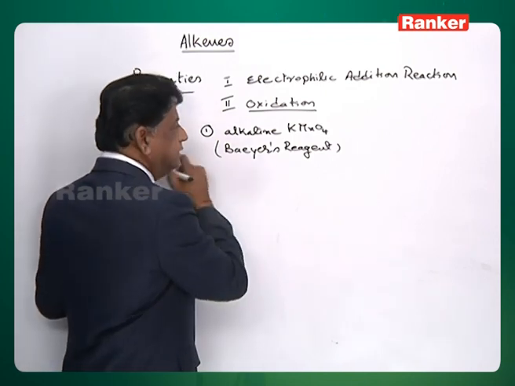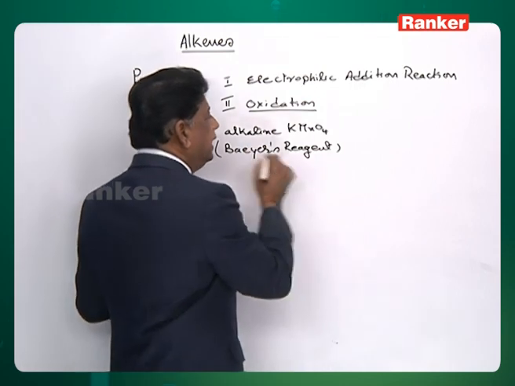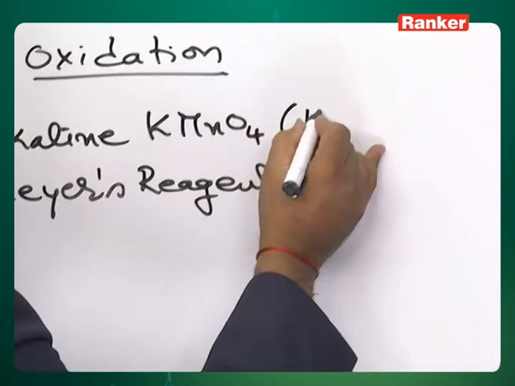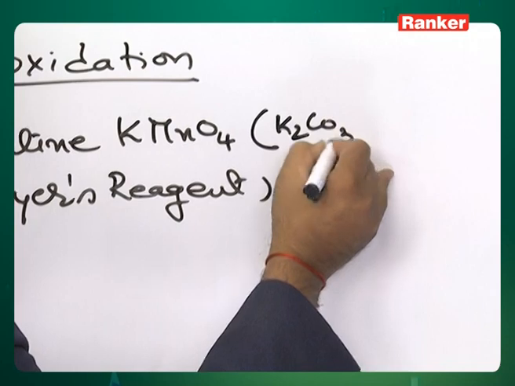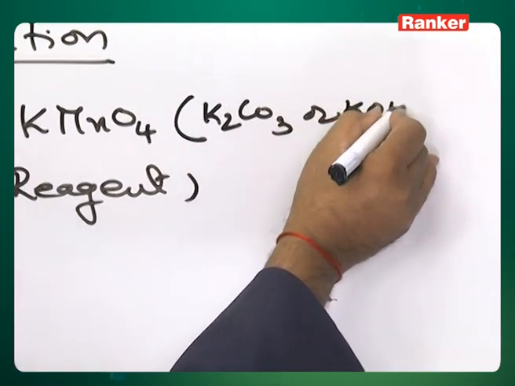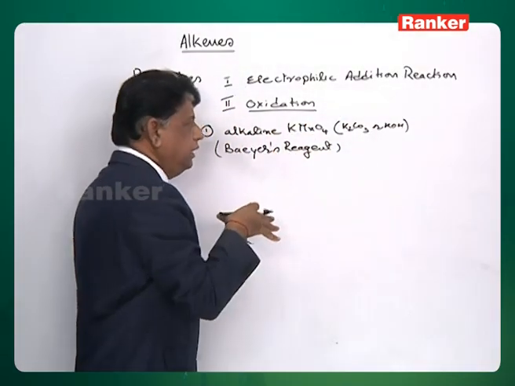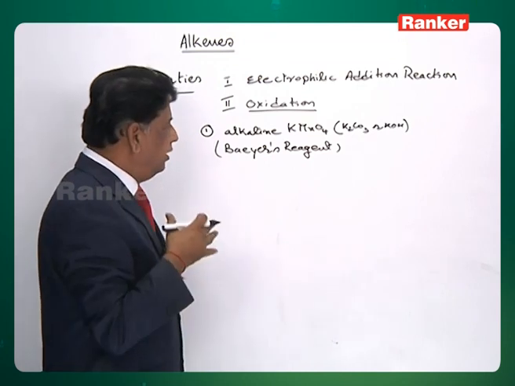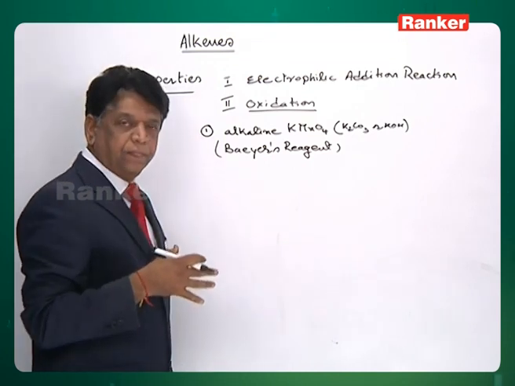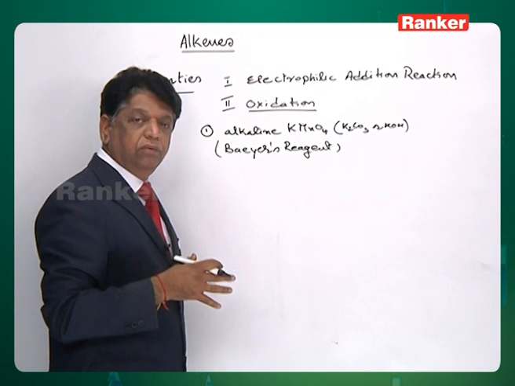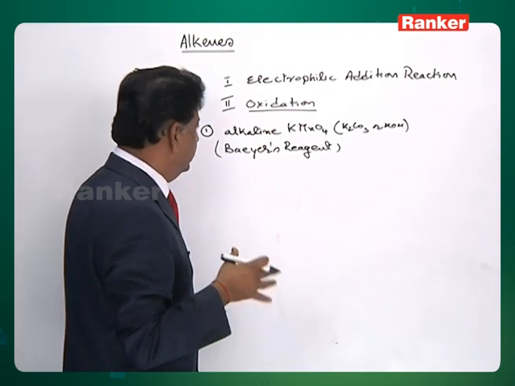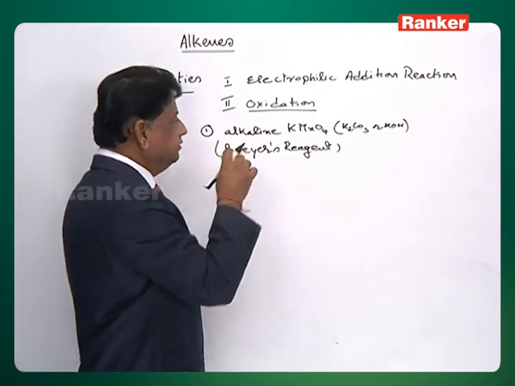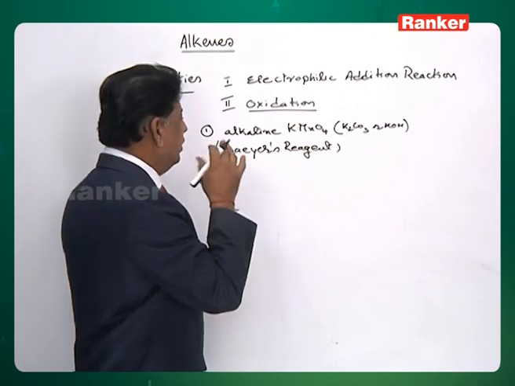So it is said that for the permanganate alkaline medium, you take either K2CO3 or KOH, either one, make an alkaline solution and then add it, and mild oxidation takes place. When you add sulfuric acid, it will become a stronger oxidation. So here we are specifically doing mild oxidation.